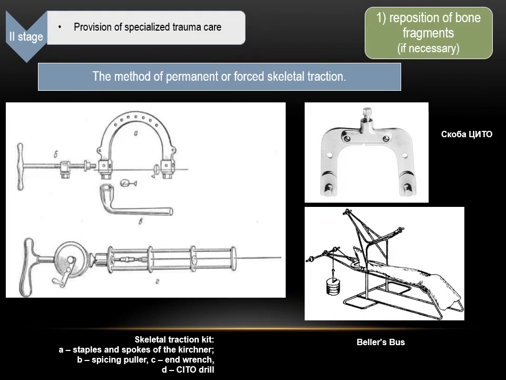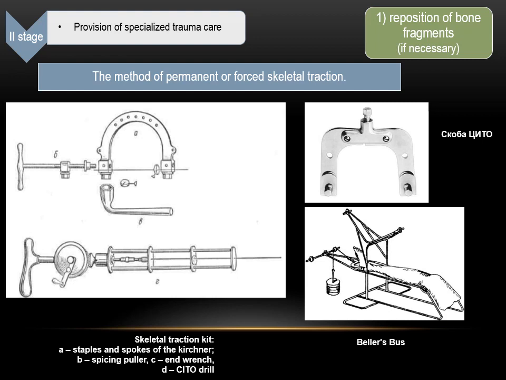The next variant of the repositioning approach. If we were talking about manual reposition, then here it is worth saying a few words about the gradual method, that is, the method of skeletal traction. It is a method that allows you to restore the matching of bones in a place where we cannot do it with our hands, let's say the lower extremities. These are methods of skeletal traction.